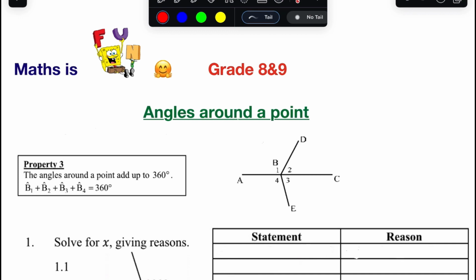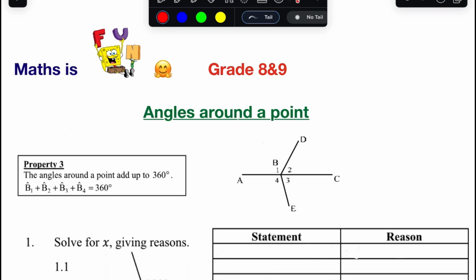Now we're going to look at the angles around a point. If you're looking, we have lines here: line AB, BD, BE, BC. All these lines meet at this point. This is the point of intersection, where they intersect. So at this point we call it the point of intersection.